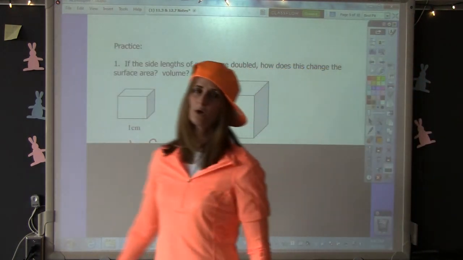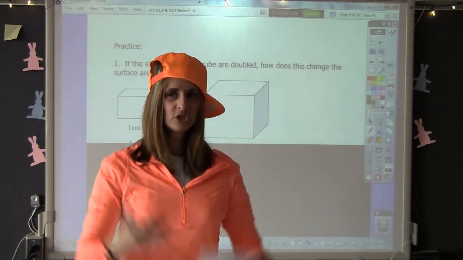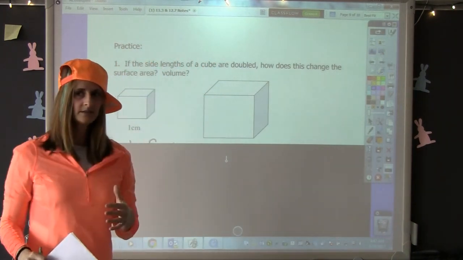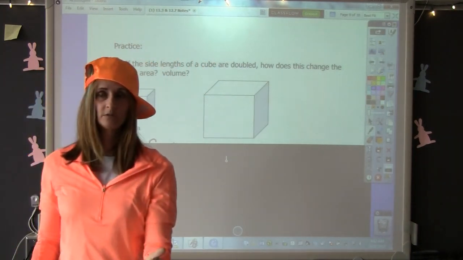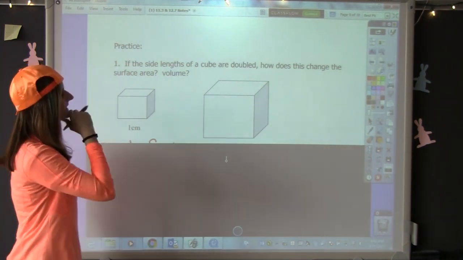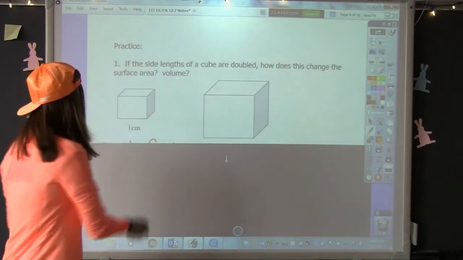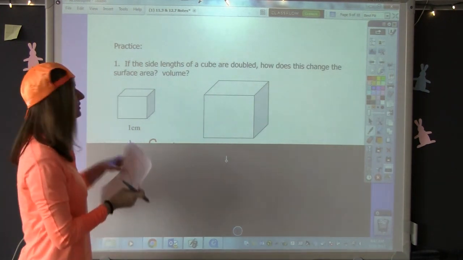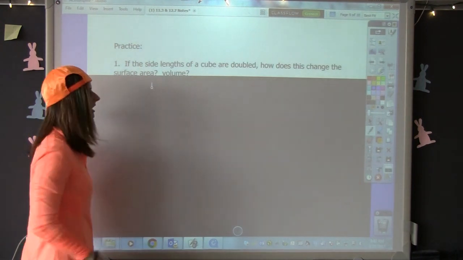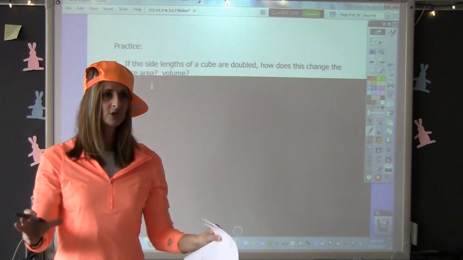All right, I added these 2 problems because sometimes the questions on the SOL are worded kind of more like this. And I want you to see that they're very similar to what we just learned. These 2 problems are virtually identical. So if the side lengths of a cube are doubled, how does this change the surface area or the volume? They don't give you a diagram. It's usually like the problem looks like that. Most of the time I ask students to draw 2 pictures.